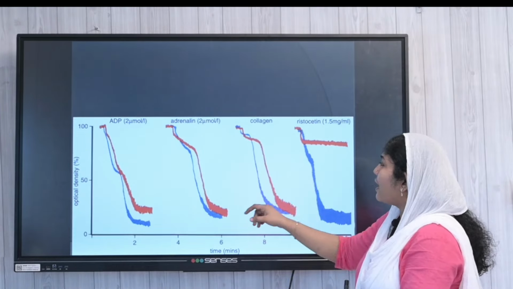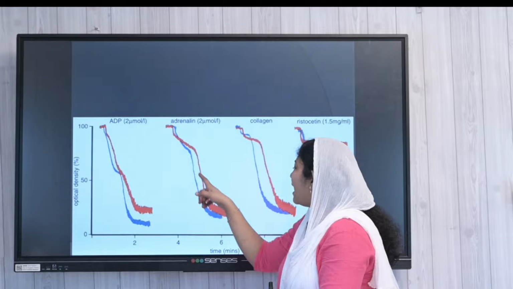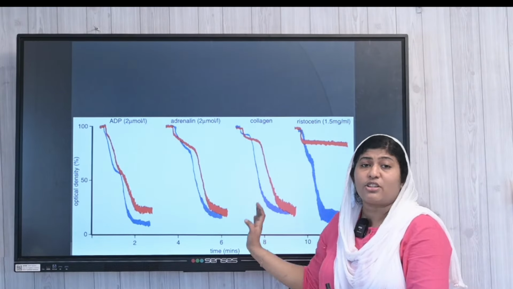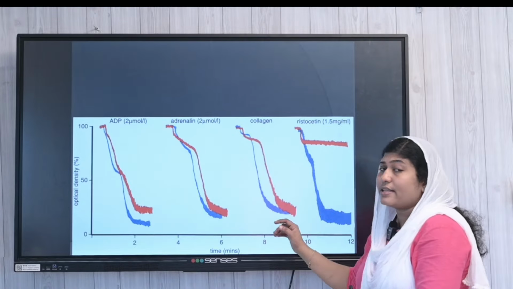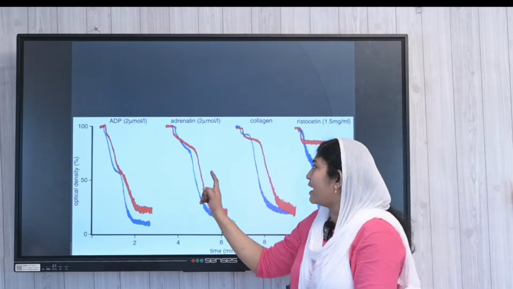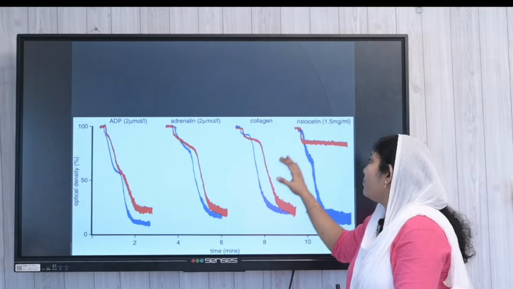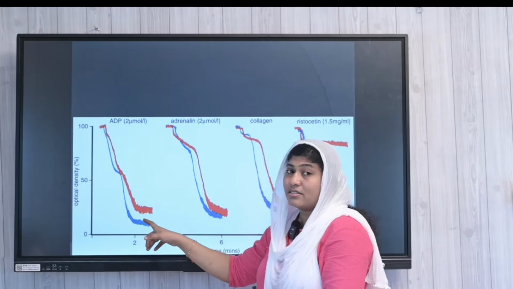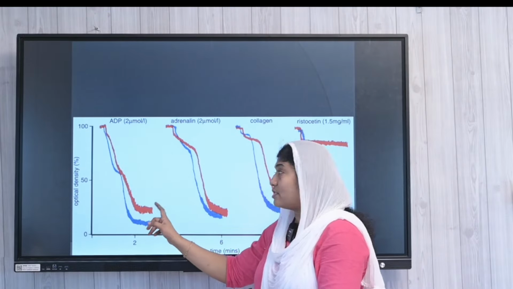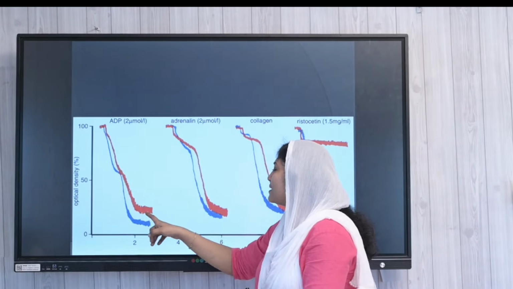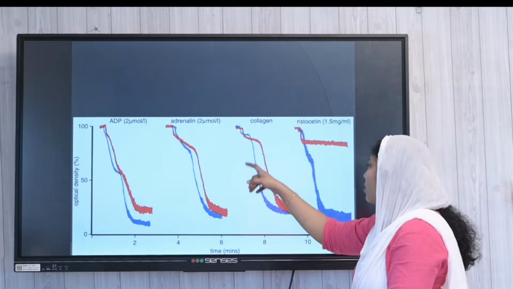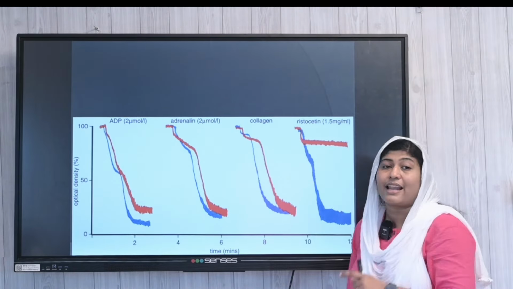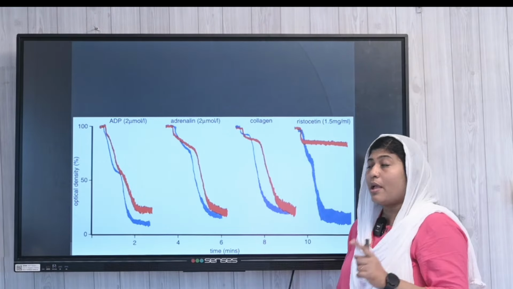See, here you can see ADP is normal, adrenaline is normal, collagen is normal, so this is not the condition of Glanzmann thrombasthenia. The main difference is that in Glanzmann thrombasthenia, these three have abnormality and ristocetin will be normal. Here the blue line represents the control and the red line is the test of the patient. Here ADP is normal, the adrenaline graph is normal, collagen is normal, but the only problem is with ristocetin, so we can conclude this is the condition called Bernard-Soulier.